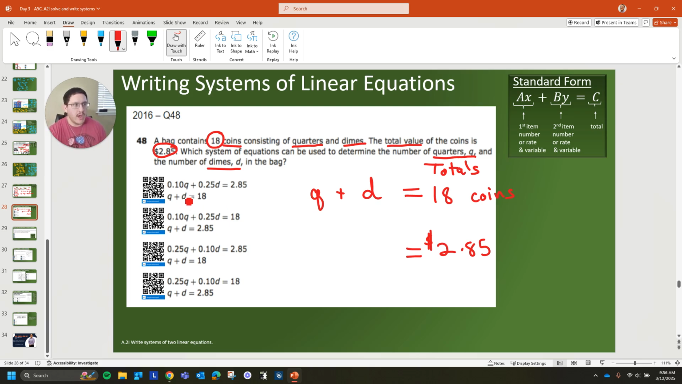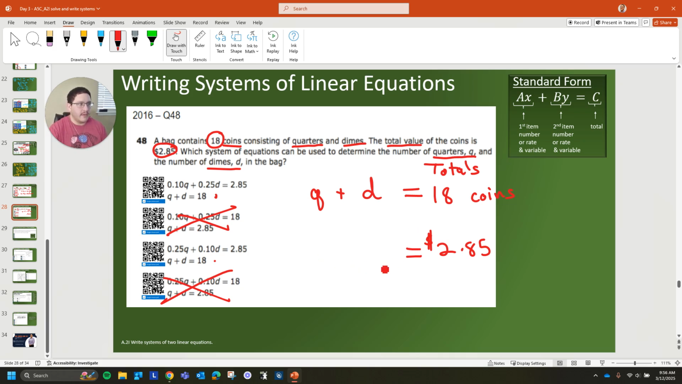So let's look at the first one. Q plus D equals 18. Good. Q plus D equals $2.85. No. Q plus D equals 18. Good. Q plus D equals $2.85. No. So we've already eliminated two of the questions. Now we need to get to the next one.